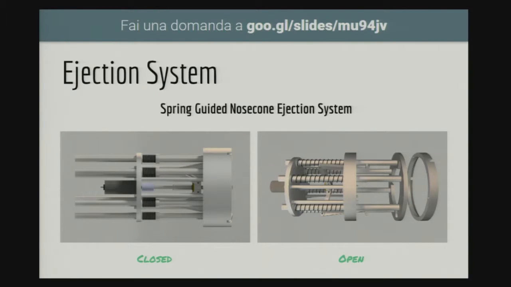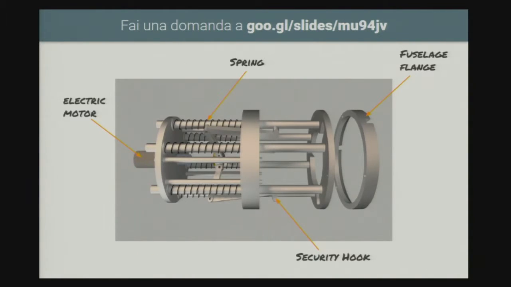You can see that the spring, when released, has a force that can push the nose cone away from the rocket. This is the main part of this system. This is a security hook, fuselage flange, spring of course, and an electric motor that can close or open this system.